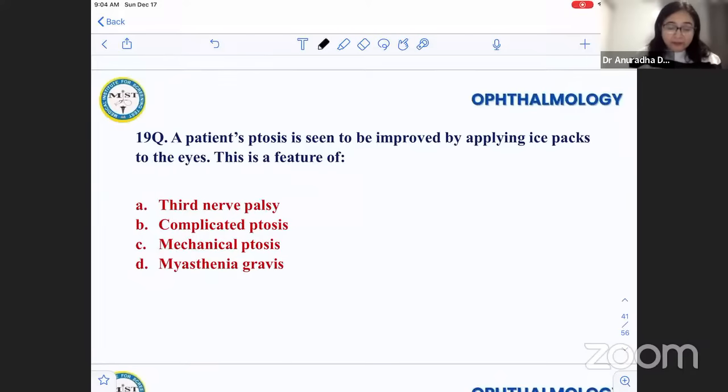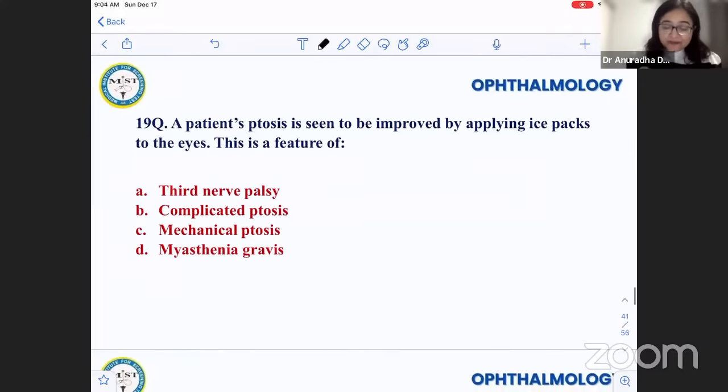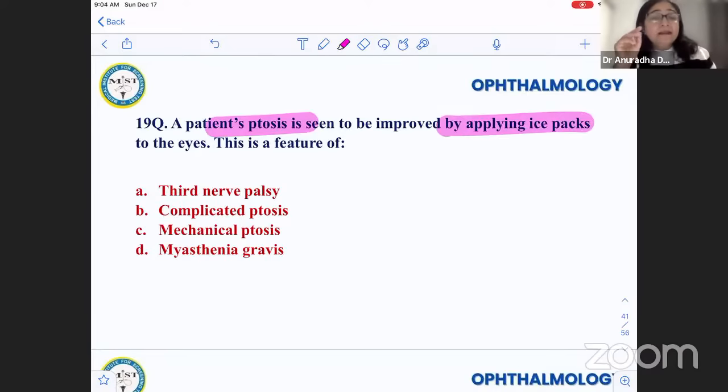Moving to the next question, beta. A patient's ptosis is improved by applying ice packs to the eye. Another very commonly asked, expected question, ptosis. Okay, so here there is a ptosis which is improved by applying ice pack. So sometimes the examiner does not give you the elaborate statement, but they tell you the clinching key point.